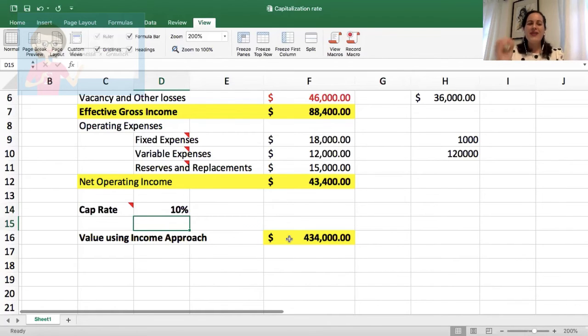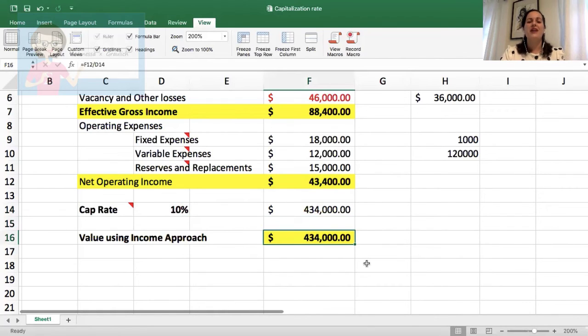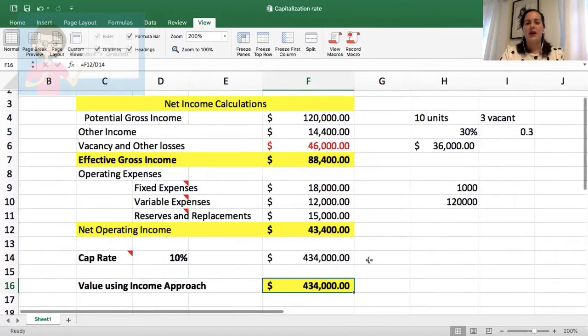And then what I do, the income approach, I just basically do net operating income divided by the cap rate. Bingo. That's how you get your value using the income approach.